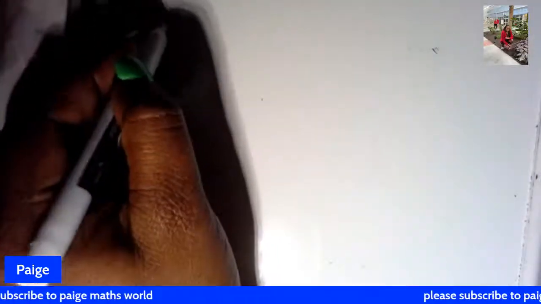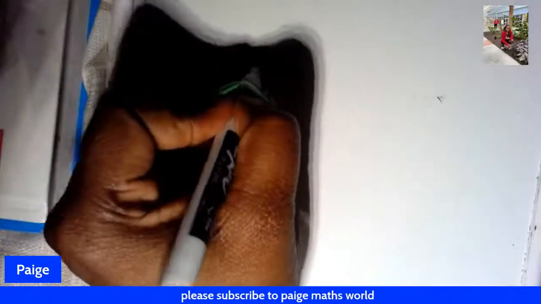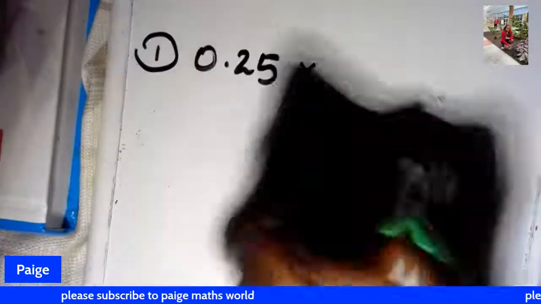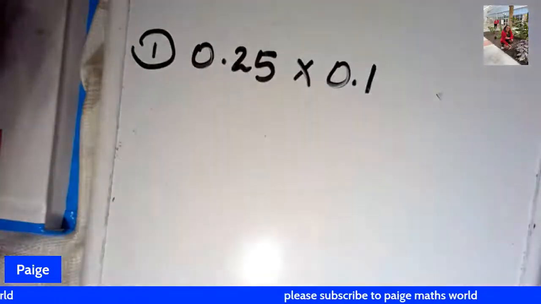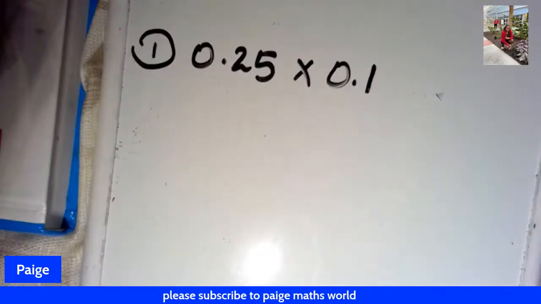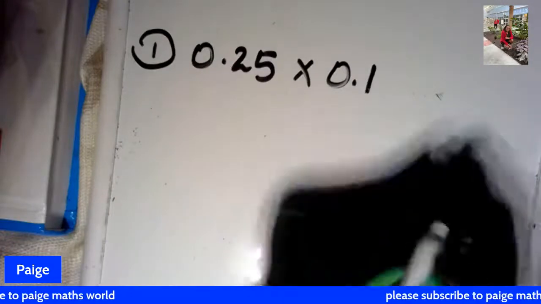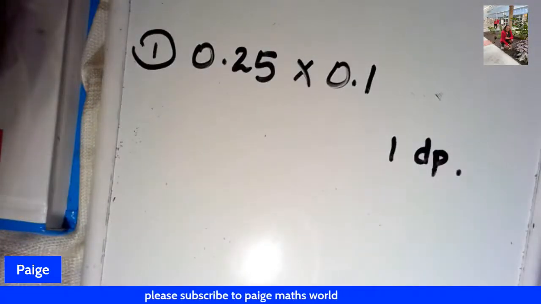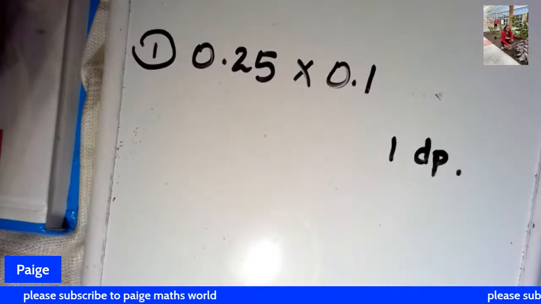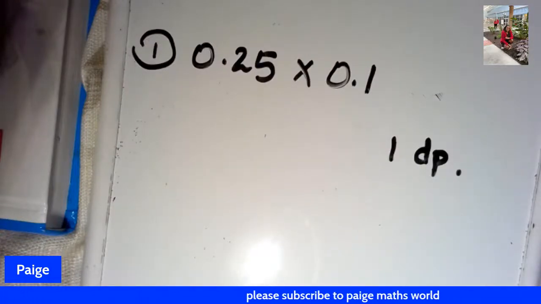All right, let us look at a simple multiplication for those who didn't miss the fraction. So we're going to say 0.25 multiplied by 0.1. So multiply 0.25 times 0.1 and round that off to the nearest 1 dp. So 0.25 times 0.1, and round that off to the nearest 1 dp.